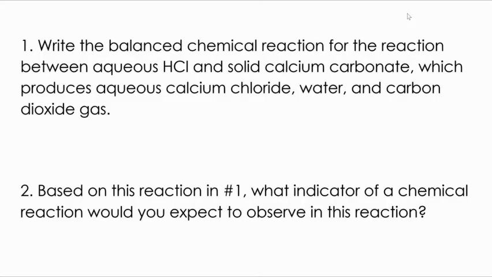So to start, let's write a balanced chemical equation for the reaction between aqueous hydrochloric acid, HCl, and solid calcium carbonate, which produces aqueous calcium chloride, water, and carbon dioxide gas. After you do that, determine which indicator of a chemical reaction you would expect to observe in this reaction. Pause the video and work on those two questions now.